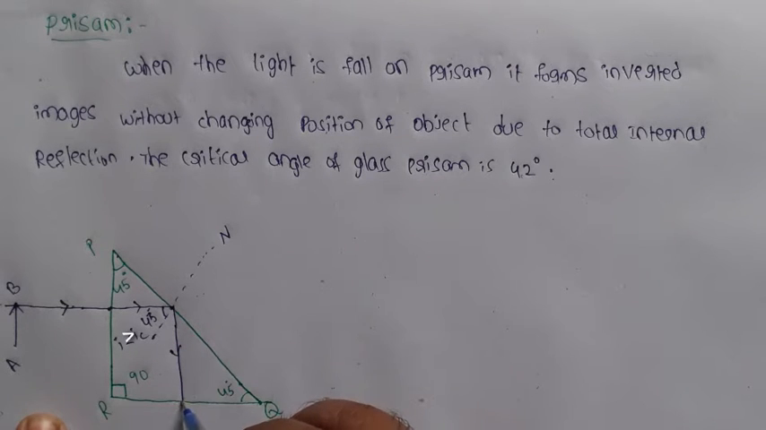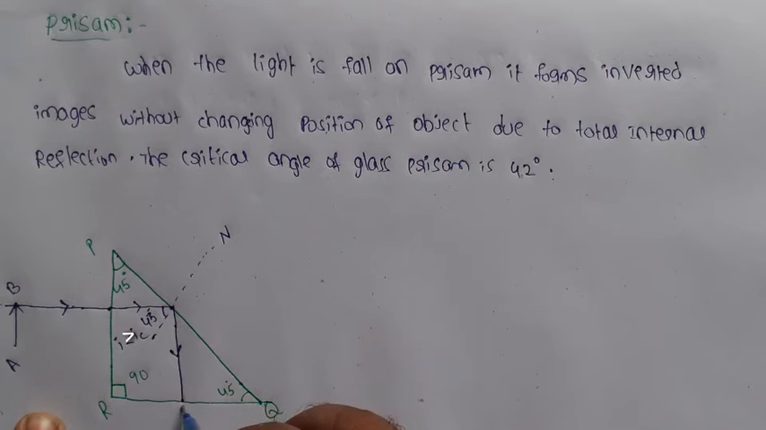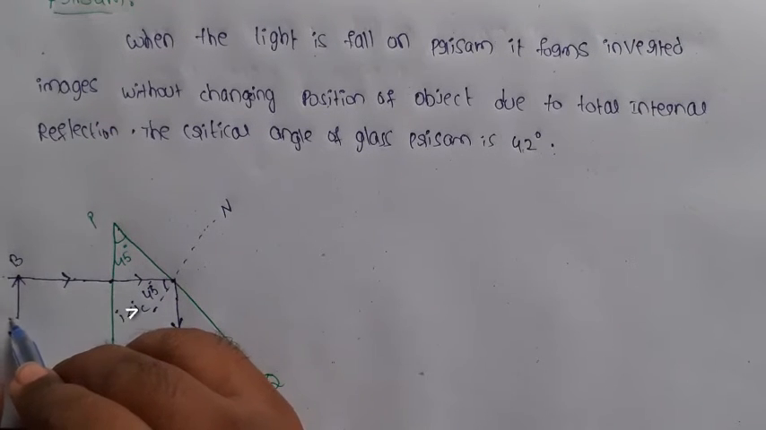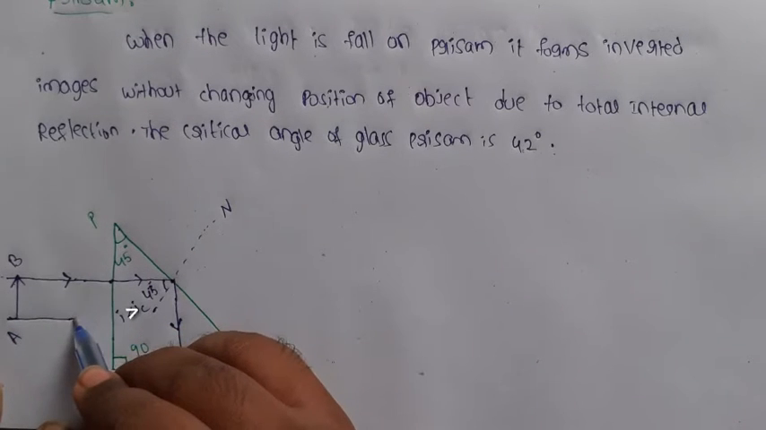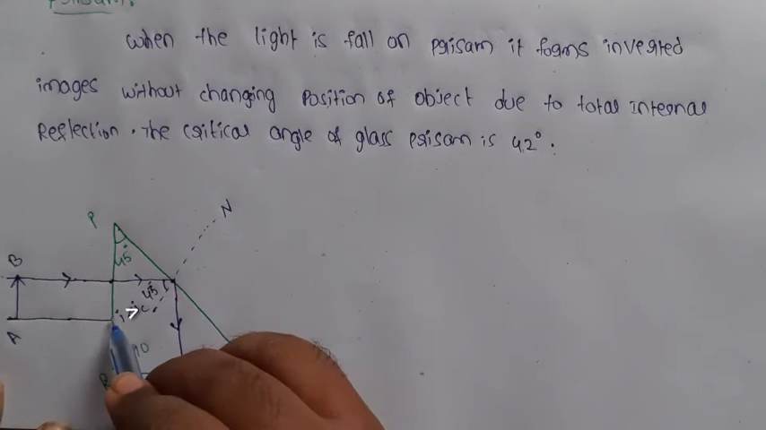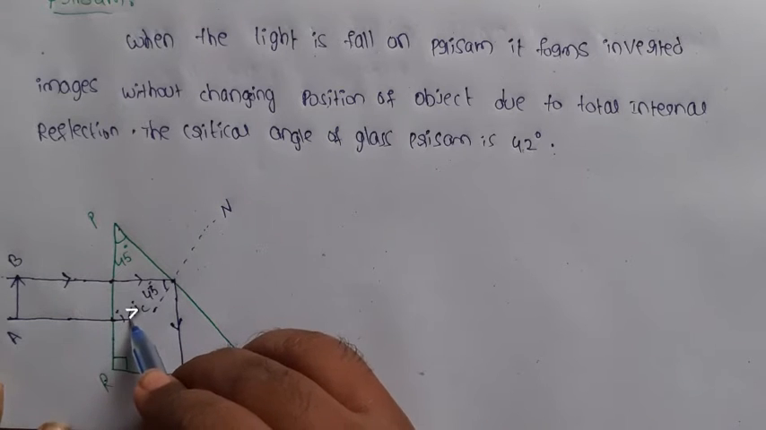When the ray touches RQ, we will draw the normal line. Here the incident ray is passing along the normal line, so the refracted ray also comes out in this direction. Similarly, another ray is also traveling in the same direction. It touches the PR side of the prism. It passes in the same direction because the incident ray is traveling along the normal.